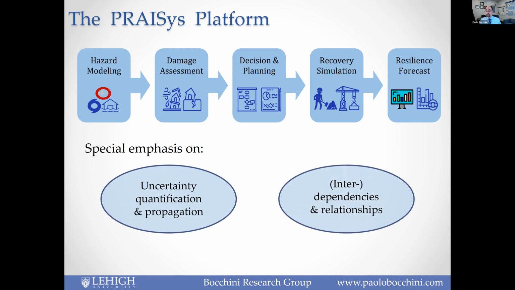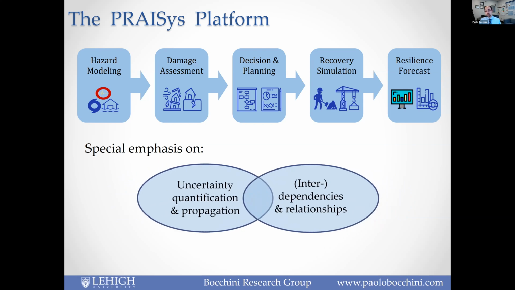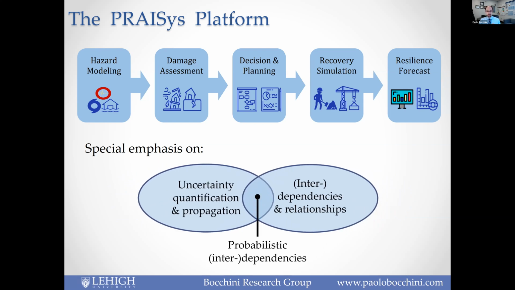Last week at the workshop, we have seen several other platforms addressing very similar problems, much better established than ours. In our case, we try to put particular emphasis on uncertainty quantification and propagation and on interdependencies and specific relationships. And we also like to study the intersection of these two that we call probabilistic interdependencies. Now, I will talk quite a bit about uncertainties, at least in the first part of the talk.